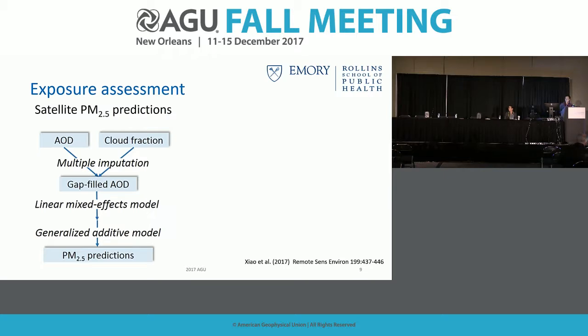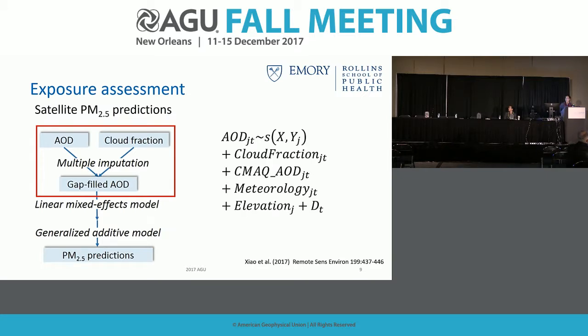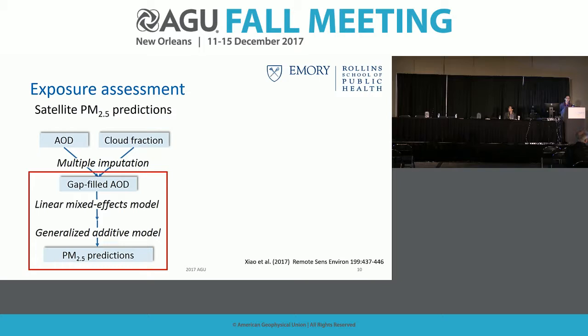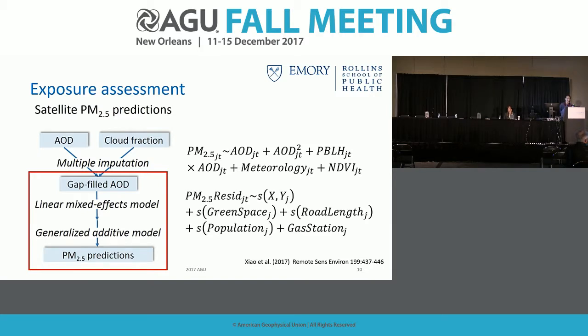First, we fill in the missing AOD in satellite data using multiple imputation, and then we predict PM2.5 concentrations from the gap-filled AOD. In the gap-filling stage, we fitted a daily additive imputation model using the spatial autocorrelation of AOD, the cloud fraction, the CMAQ simulation, and also meteorological and elevation parameters. In the PM2.5 prediction stage, we first fitted a linear mixed effects model with daily random effect of AOD, and then we used a generalized additive model to model the residual of the linear mixed effects model using land use information.